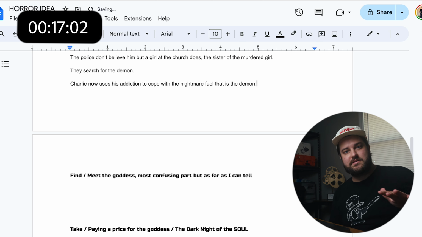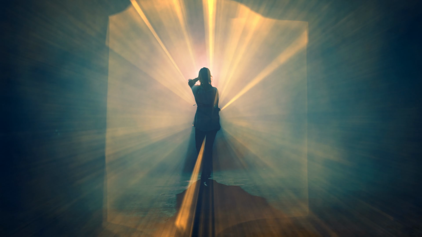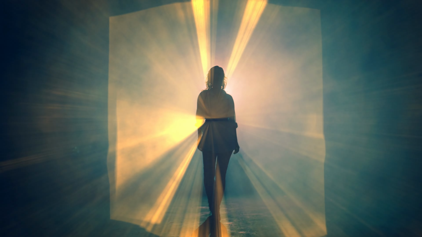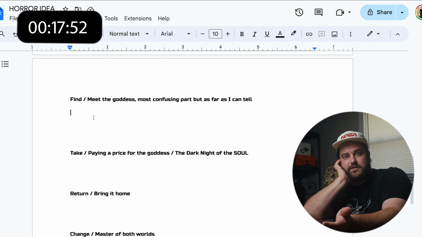Okay, now I think it's interesting, in traditional stories you meet the goddess. This next part, find, is the most confusing part of all of it to me, but I think it's you find the thing you're looking for. In horror, it doesn't have to be a goddess. It can be a demon. So here's a question. How is the demon related to Charlie? There's a reveal that I've been saving that I thought was interesting about the story. I remember when I was like, aha.